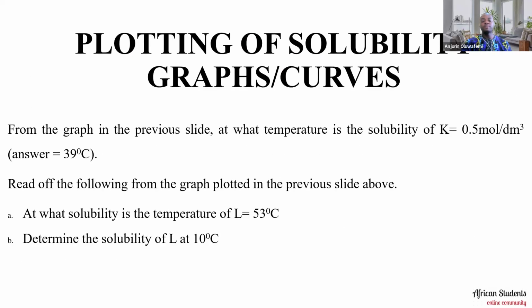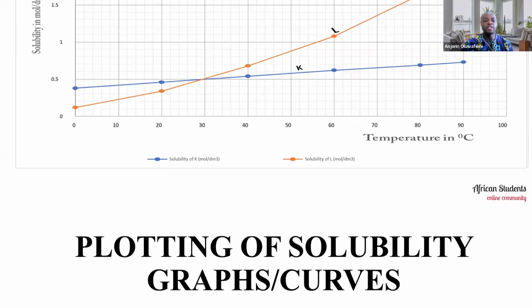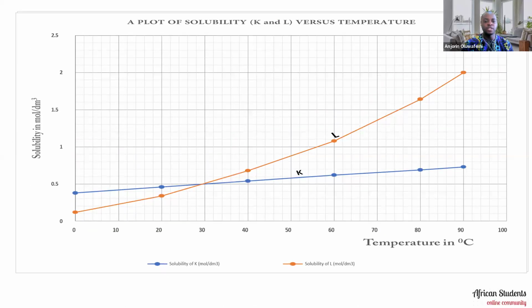Now from the graph in the previous slide, at what temperature is the solubility of K equals 0.5 mole per dm cube? If you look at it closely, you discover that the answer is about 39 degrees Celsius. You can trace it down and you see that it's at around that 39 degrees Celsius.